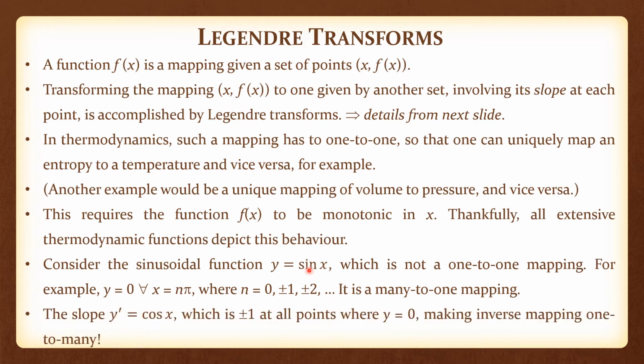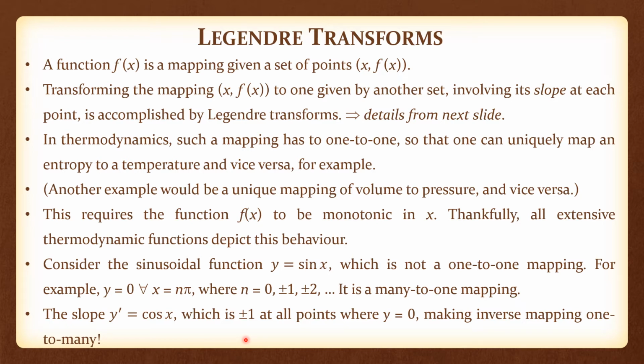What kind of problems will we see? Notice that you cannot assign a unique slope for a given x. This is the problem, you see. For any given x, y dash is cos x. Now let us see, is this a one-to-one mapping? Nope, it is not, because for all the points where y equals 0, y dash is either plus 1 or minus 1. At 0, 2 pi, 4 pi, 6 pi, y dash is plus 1. At pi, 3 pi, 5 pi and so on, y dash is minus 1.